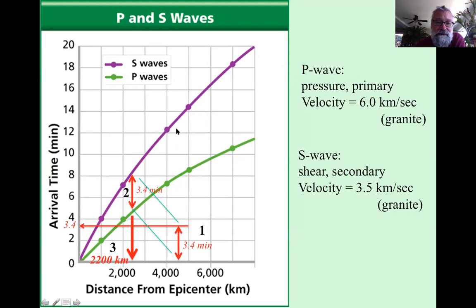Now I have to find a location on this graph between the P and the S wave where the time difference on a vertical line is 3.4 minutes. So I take this distance and I move it up and down here to see where it fits the best. And I see there is approximately where I have 3.4 minutes between the arrival of the P wave and the S wave. And it has to be on a vertical line. And then I project that vertically down, and I see on my horizontal axis that tells me that the earthquake occurred 2,200 kilometers from DC, where my seismometer was.